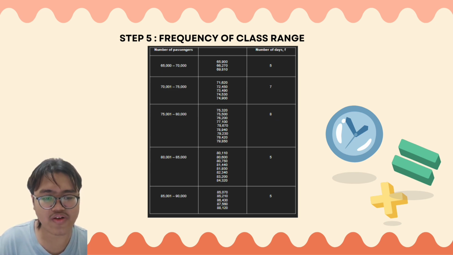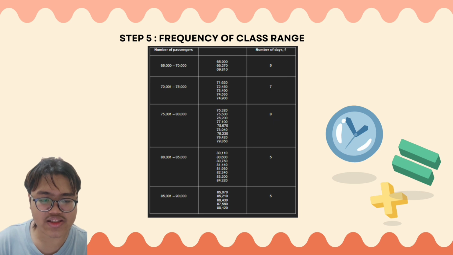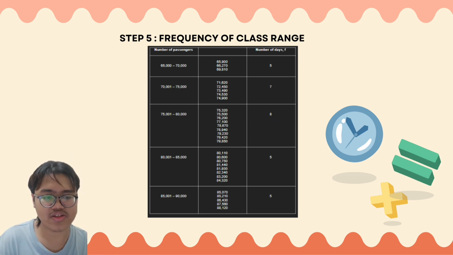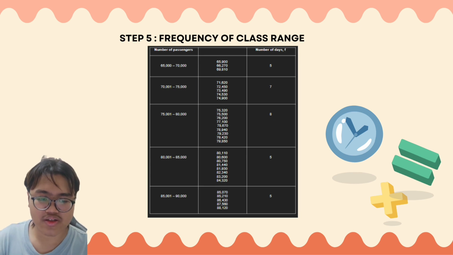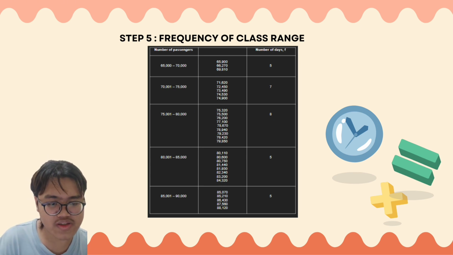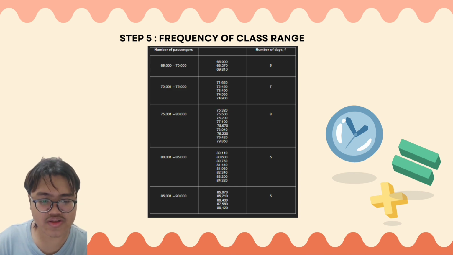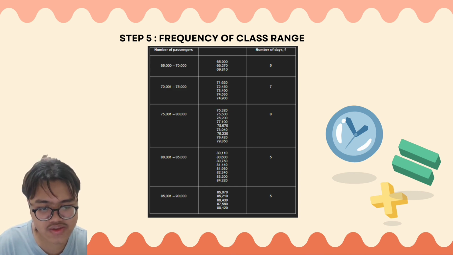The range of 80,001 to 85,000 also corresponds to 5 days. Lastly, in the 85,001 to 90,000 range, we observe 5 days. The breakdown provides an excellent foundation for analyzing trends and central tendencies in the data.